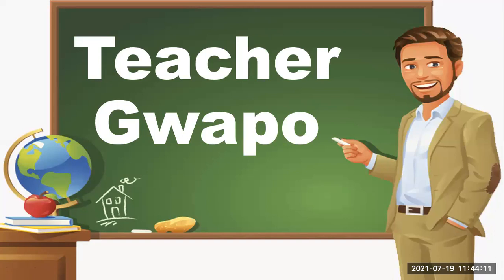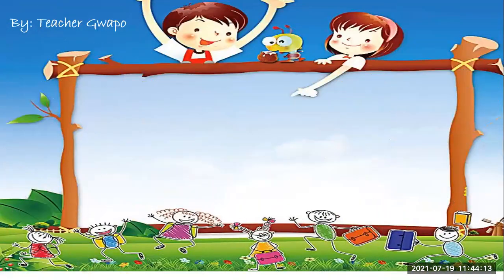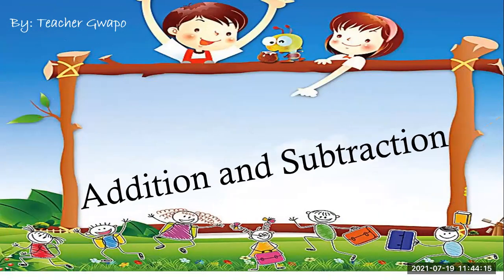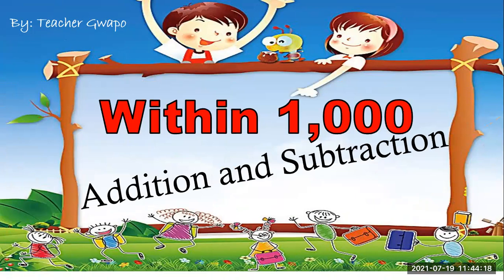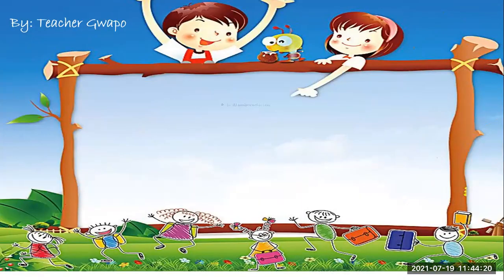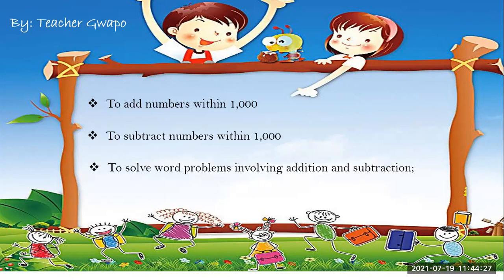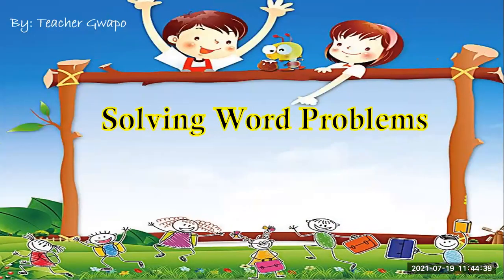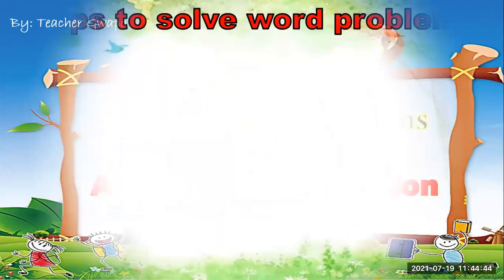So today we will learn more about mathematics and we will focus on addition and subtraction within 1000. Okay, now here we go. These are the objectives that we have: to add numbers within 1000, to subtract numbers within 1000, to solve word problems involving addition and subtraction, which is what we are doing today, and of course, to apply knowledge to daily life. Okay, now here, solving word problems involving addition and subtraction.